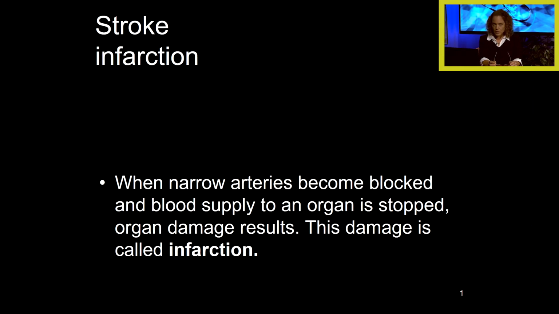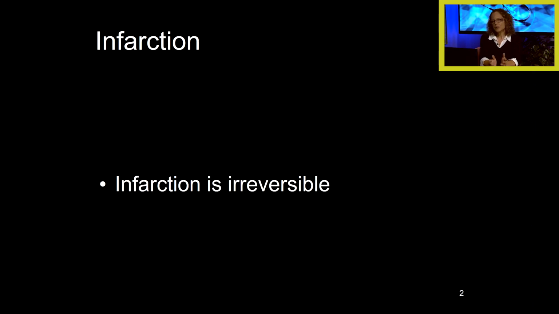So let's start out by talking about what a stroke is. A stroke is an infarction. When narrow arteries become blocked and the blood supply to an organ is stopped, organ damage results, and this damage is called infarction. If you remember from other lectures, we've said that infarction is irreversible because cell death occurs in an infarction.